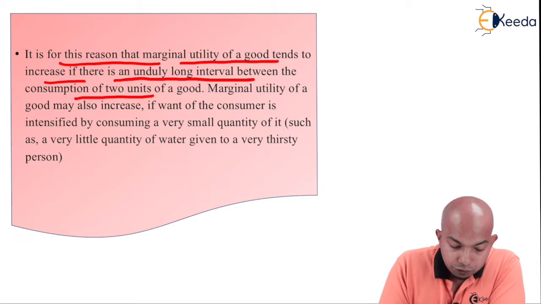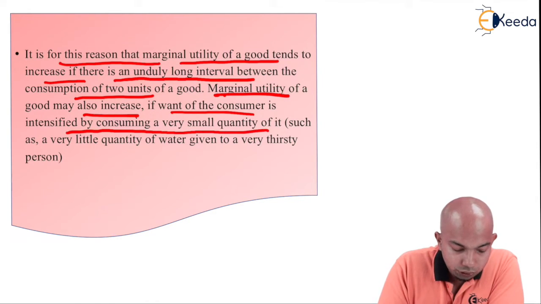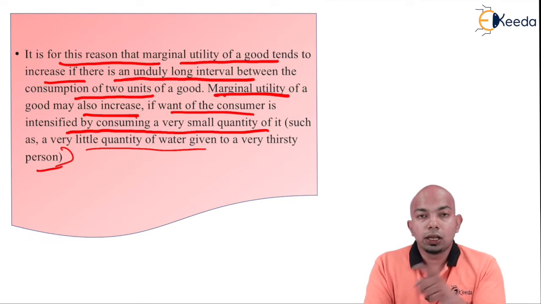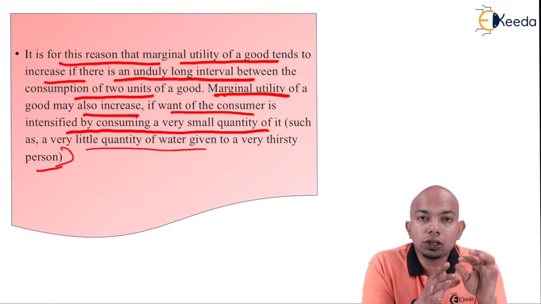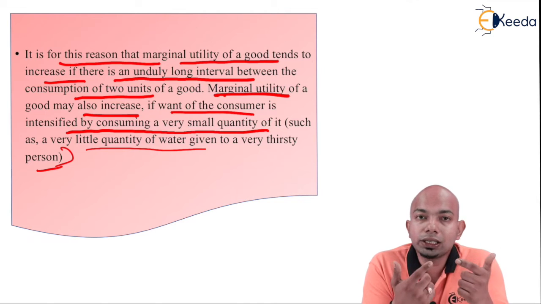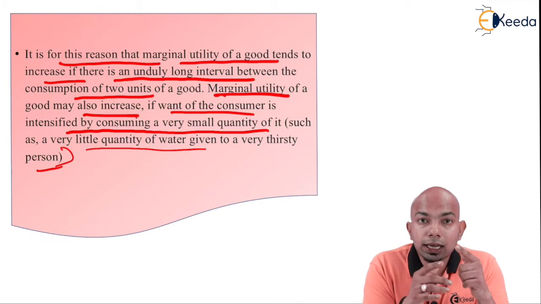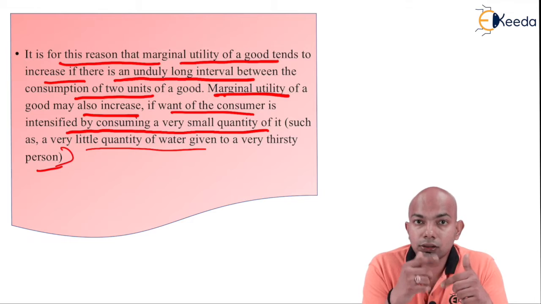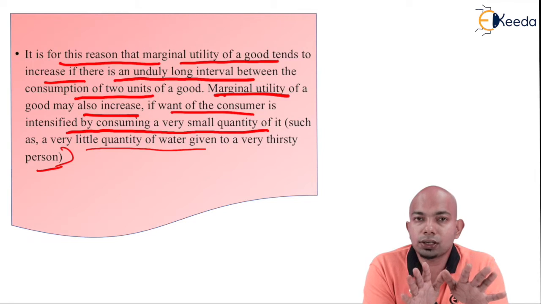The consumption of 2 units of goods. Marginal utility of a good may also increase if the want of the consumer is intensified by consuming very small quantities of it, such as a very small quantity of water given to a person when he is very thirsty. Now, again, when will the marginal utility keep on increasing? If you are very thirsty and you are given just a sip of water, your need will increase. Why? Because you want a lot of water, but still you're just given a sip of it. Now, if you take the next sip, again your marginal utility will increase here. Third sip, fourth sip, fifth sip. Now, after 10 sips, you figure out, okay, fine, this much is enough for me.